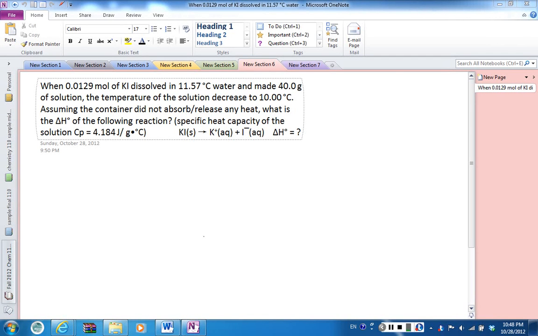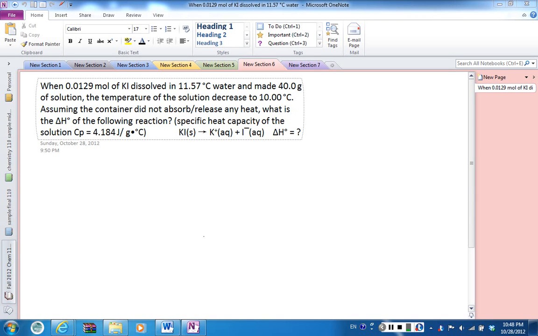When 0.0129 moles of potassium iodide dissolved in 11.57 degrees Celsius water and made 40 grams of solution, the temperature of the solution decreased to 10.00 degrees Celsius. Assuming the container did not absorb or release any heat, what is the standard delta H of the following reaction? With the specific heat capacity of the solution being Cp equal to 4.184 joules per gram degree Celsius.